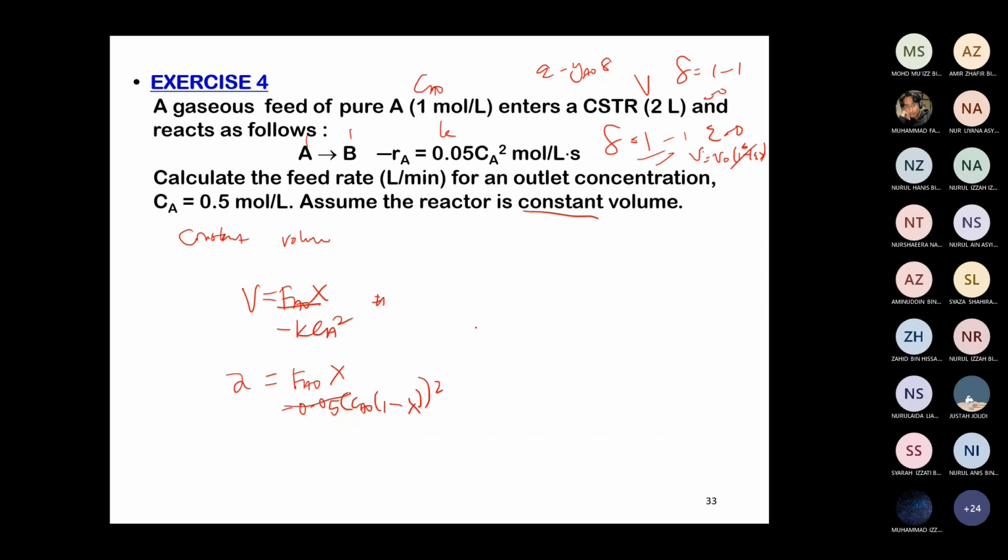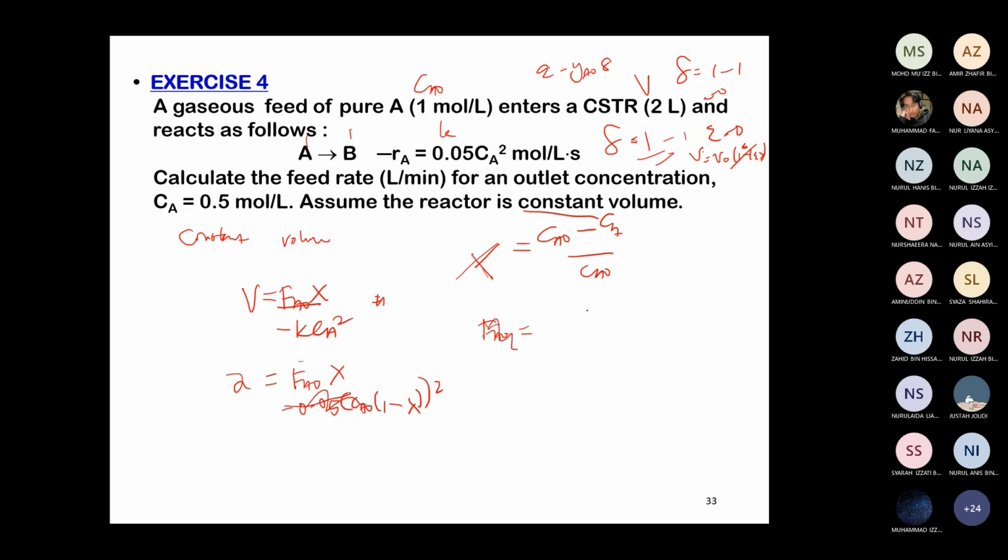As we know, X kita boleh convert it, which is X is equals to CA0 minus CA over CA0. Daripada sini you boleh try to rearrange it to get rid of the X, so you boleh dapat what is the answer of the FA0. Dia pun dah bagi CA here. Tapi kalau you tak nak convert CA pun tak apa, you tak payah convert, ni direct je.